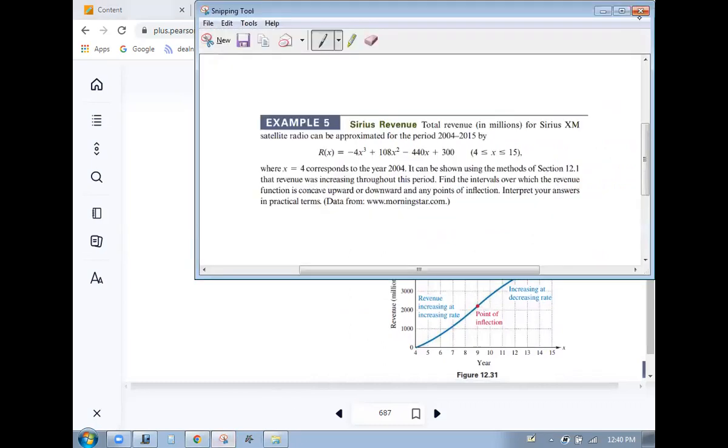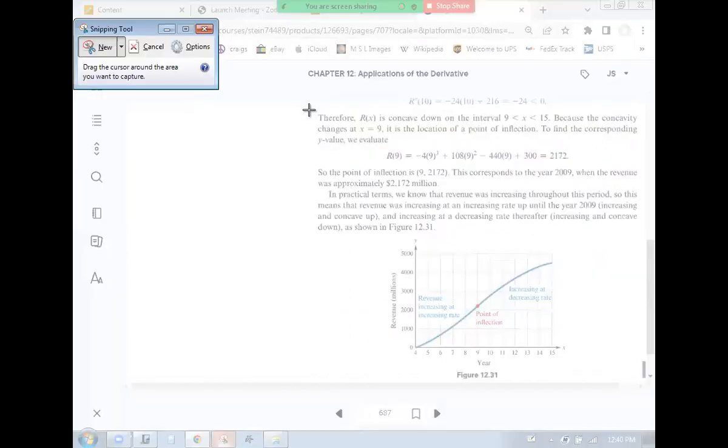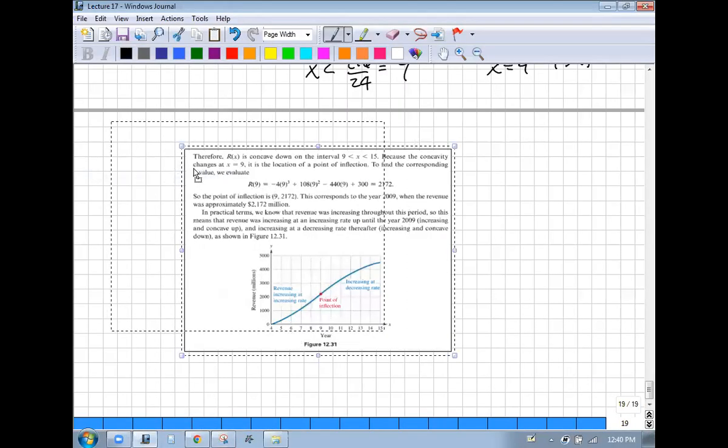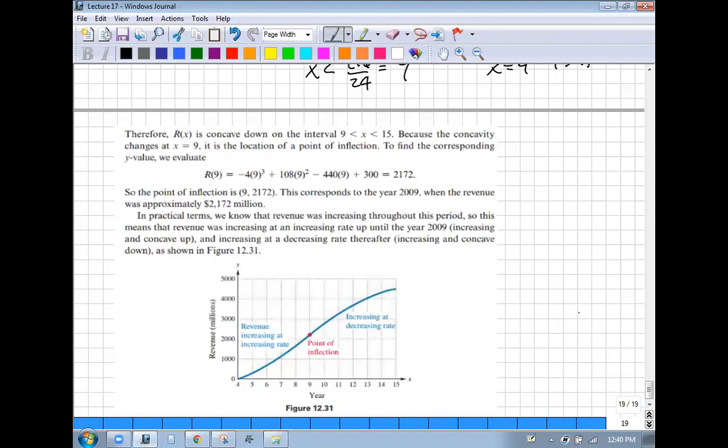So here's a picture of it. We have time to read their little paragraph here. So when in doubt, graph it, right? You can see it's concave up, then concave down, and then at 9 here, we have the point of inflection. All right, that's when the revenue changes. So you plug in 9 into your original revenue function, and you get the revenue for year 9, 2009.